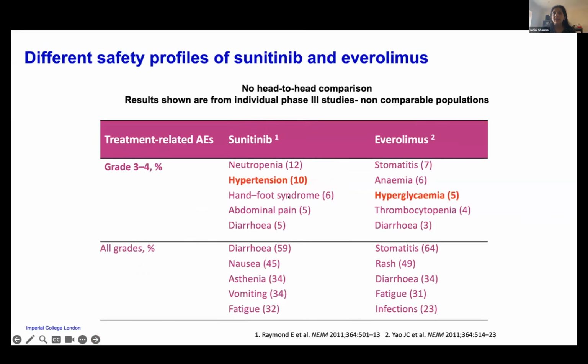And I think one of the key things that really shines for me is the rate of hypertension. So sunitinib is associated with a much higher rate of hypertension. So if you have a patient who is already struggling with this, I probably wouldn't treat them with sunitinib. Everolimus, on the other hand, is associated with hyperglycemia. So again, that might be a factor that you want to consider when thinking about which agent you might want to use. Otherwise, I feel that the other toxicities are fairly well balanced between both agents.